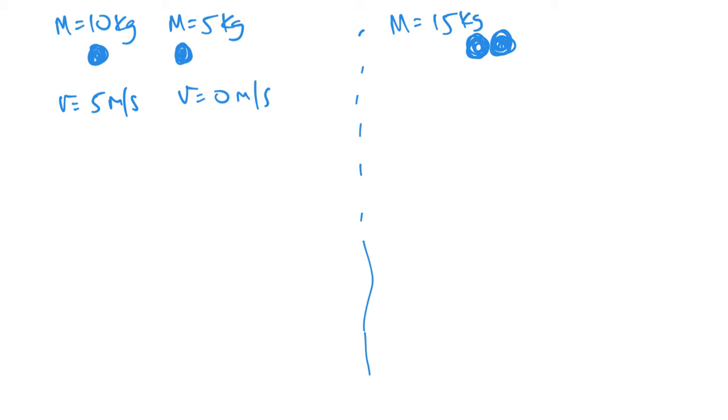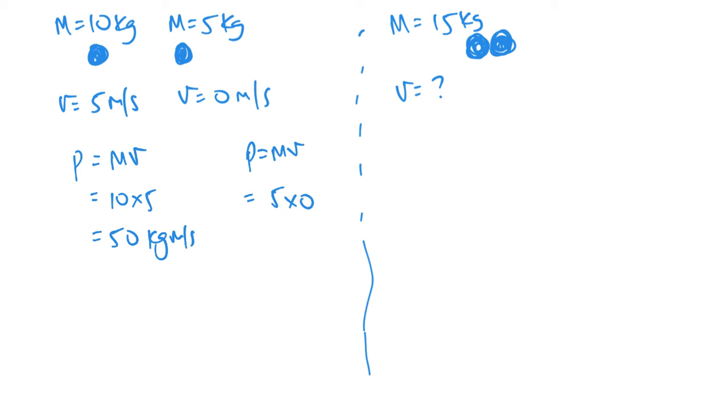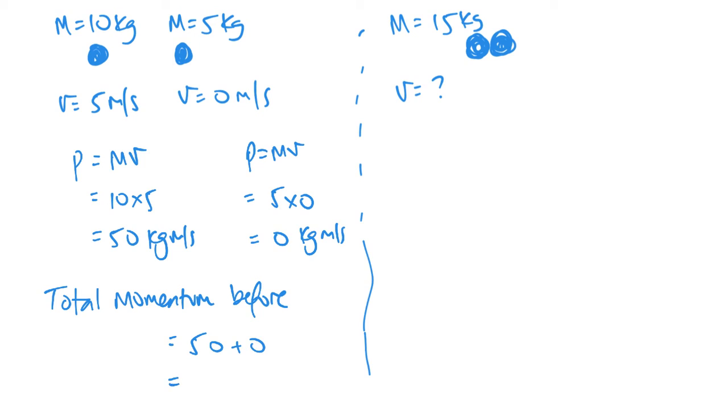Well, if they've joined, you just need to add the two together, so that's 15 kilograms, 10 plus 5, and we want to find the velocity. So we start by looking at the momentum of each of the different balls. So the first one is 10 times 5, so 50 kilogram meters per second, and the second one is 5 times 0, which of course gives us a 0 momentum for the second object. But we still need to find the total momentum before the collision. So the total momentum, we add them together, so that's then 50 plus 0, so the total momentum before is 50 kilogram meters per second.